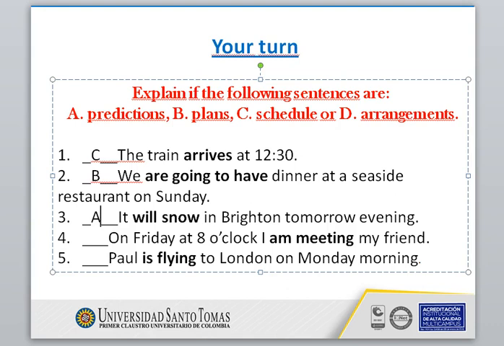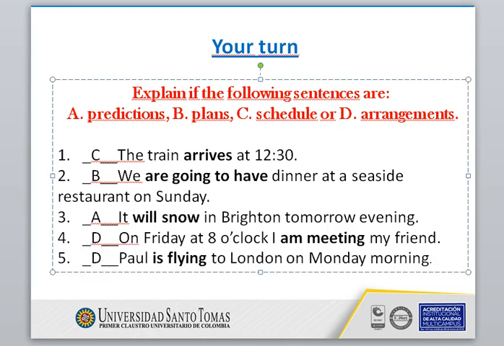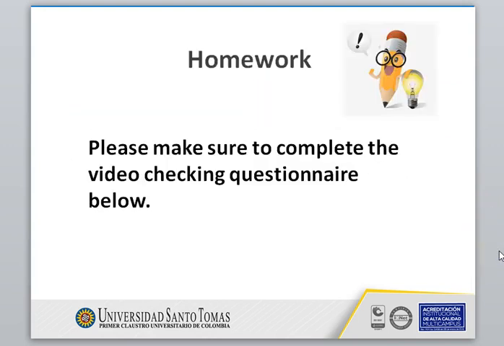On Friday at 8 o'clock, I'm meeting my friend. Ooh, that sounds like a real plan. There is a time, I guess there is a place, maybe a reservation in a restaurant. That's an arrangement. Let's use present progressive on that one. And finally, Paul is flying to London on Monday morning. Once again, present progressive, so that comes as an arrangement. There we go.